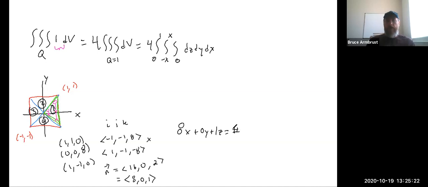And then to figure out what this number is, I'm going to plug in one of the points. So for example, if I were to take the 1, 1, 0 and plug it in, I'm going to get 8 plus 0 plus 0 equals this number, or that number equals 8. So the equation of my plane is 8x plus z equals 8. So that's the plane that forms this side over here.